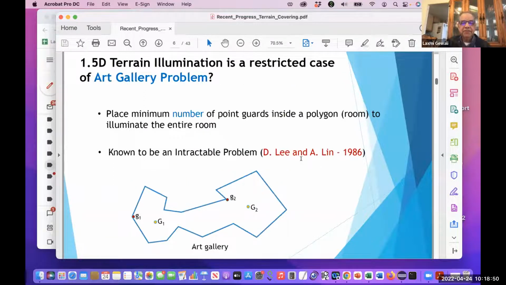So this problem was started by Lee and Lee in 1986, a long time back, actually. And still this has a lot of room to grow. Lee and Lee actually proved this is an intractable problem. That means it's a very hard problem, not as a tower placement problem, but as illuminating a room with the minimum number of light bulbs. For example, in this case, if we put one guard here and one guard here, or one light bulb here and one light bulb here, everything can be seen.